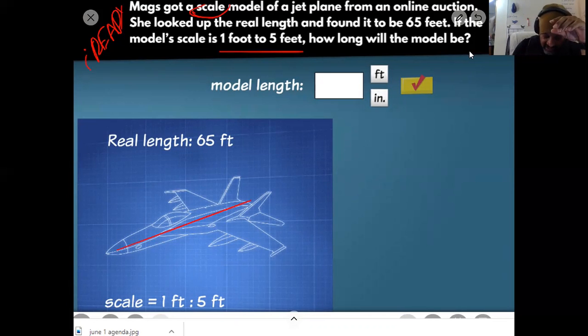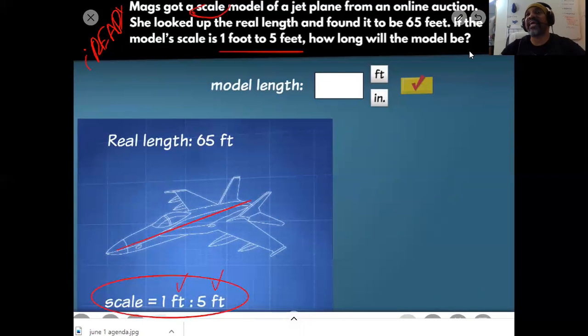Now, if you look at our scale, the units are both the same. So we can't use that as a clue on what goes on top, what goes on bottom. So we're gonna have to go to the next level. It tells us that the model is 1 foot and the actual length is 5 feet. So we're gonna say 1 foot on top, that's the model. And then the actual or the real length is going to be 5 feet. And then over here, we know what the actual length is. It's 65, so that goes down here.